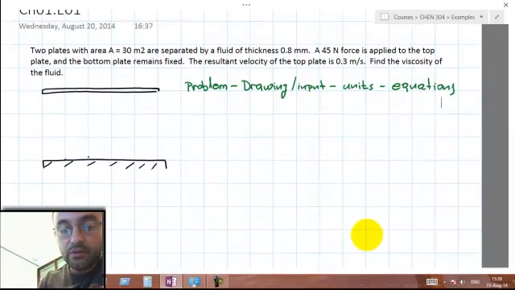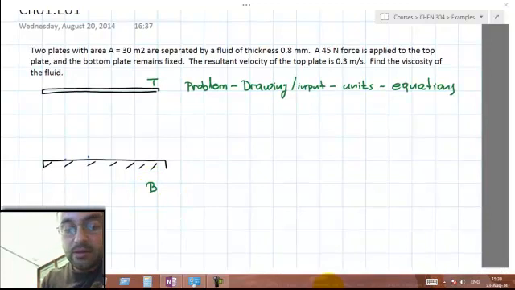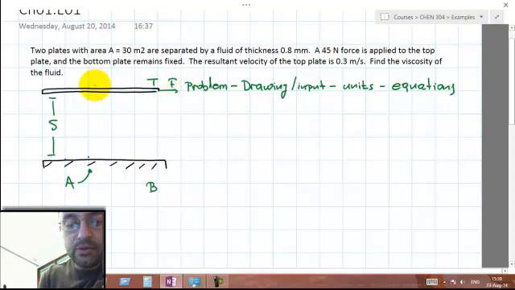So we know that we have two plates, the top and the bottom one. Both of them have the same area equal to A, and they're separated by a fluid of known thickness. Let me use symbol delta. As I said, a force is applied, and because of this, the top plate is moving with a known velocity.